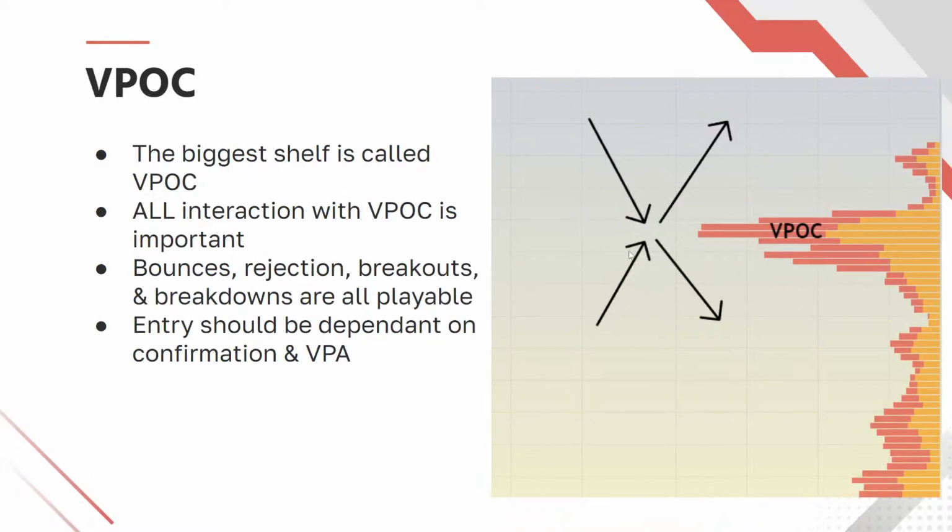If it moves up into it and it bounces to the downside, you can play it as a rejection. If it moves into VPOC and then consolidates and then breaks above, you can play it like that desert rally. If it moves into it from above and bounces back to the upside, it can be a shelf bounce. If it enters from above, consolidates, and then breaks lower, you can play it like that desert rally. But all interaction with VPOC is important.